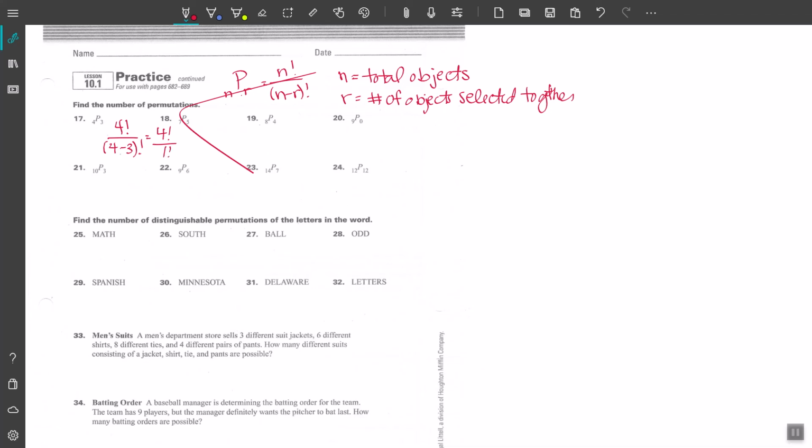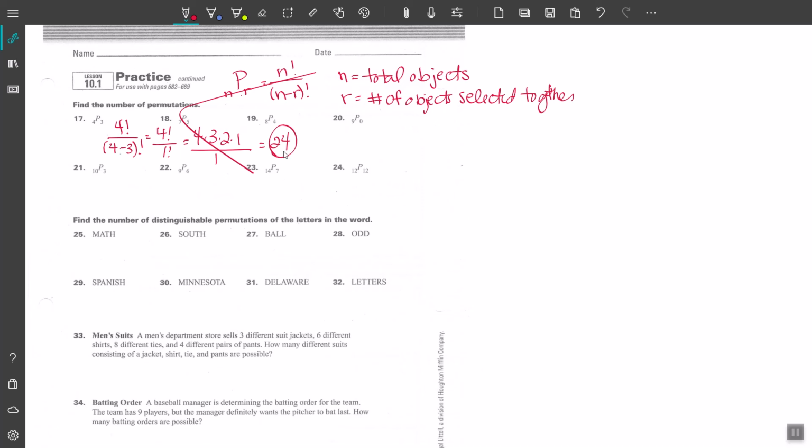So 4 factorial is 4 times 3 times 2 times 1. And all of that is going to be over 1. 1 factorial is just 1 itself. So we can really kind of disregard that denominator altogether. So that will give us 24 permutations when we have a situation where we have 4 objects and we're going to select 3 at a time. We have 24 ways that could happen.